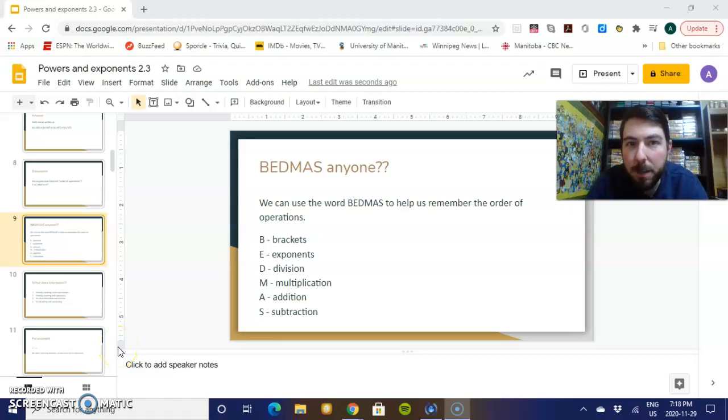So I'm just going to finish up this lesson from section 2.3. If you remember back in the last video, I talked a little bit about BEDMAS. That was basically the focus of this part of the unit. Just as a reminder, BEDMAS is a way of helping us remember the order of operations. The B stands for brackets, the E stands for exponents, then division, multiplication, addition, and subtraction. And this is the order in which we should be solving math equations.